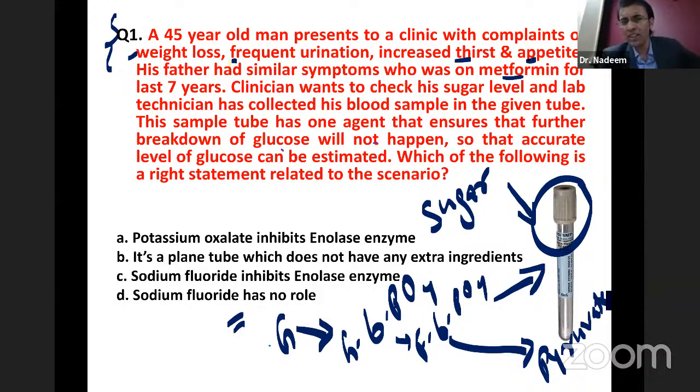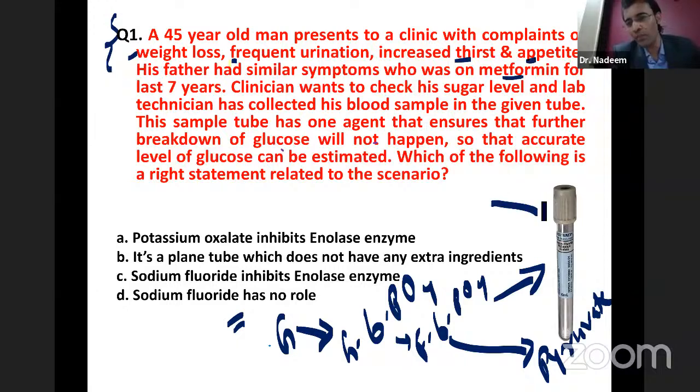If there will be further breakdown of glucose like this after half an hour, because just after taking the sample, it is exposed to oxygen, then there will be aerobic glycolysis and all. So there can be further breakdown of glucose. I may not be able to get the accurate level of sugar in my patient. So I should add something in this tube which is not going to allow glucose to break down further. Easy to understand?